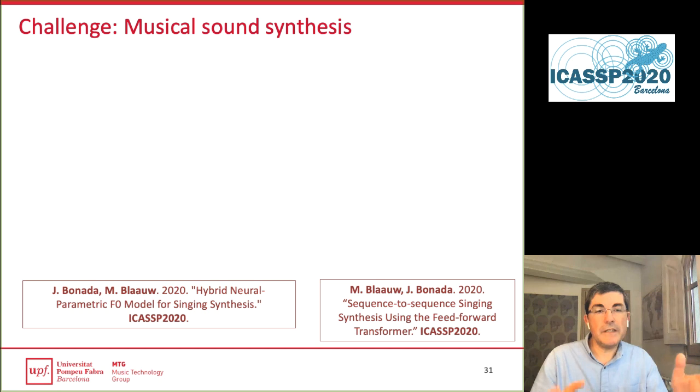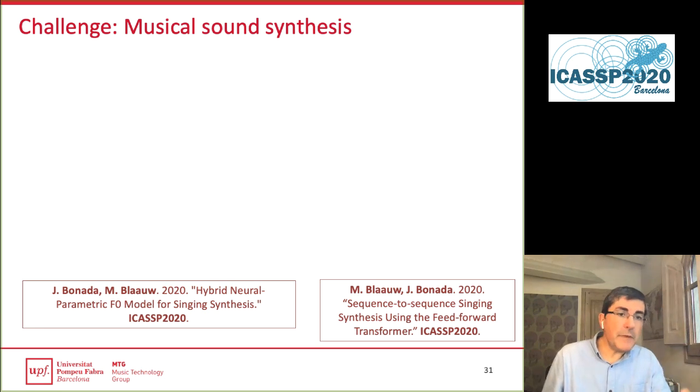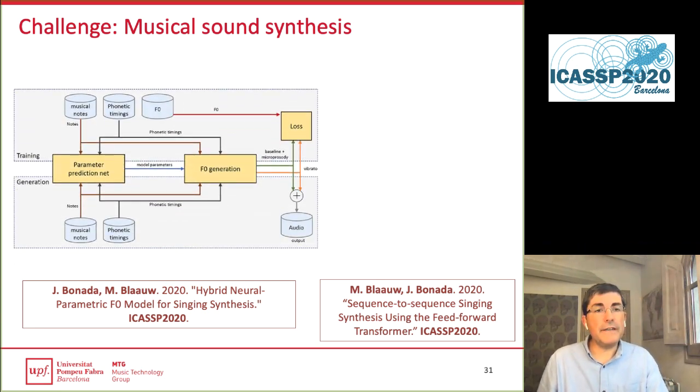But 2 years ago, they presented a neuroparametric model that sounded very good. And now in this ICASSP, they are presenting two papers on improvements on that model. In the first paper, the focus is on F0 generation, so on how to describe the fundamental frequency. They use a recurrent neural network that predicts F0 parameters conditioned by the musical score. So an input to this system is the musical score, and an expressive F0 is generated from that.